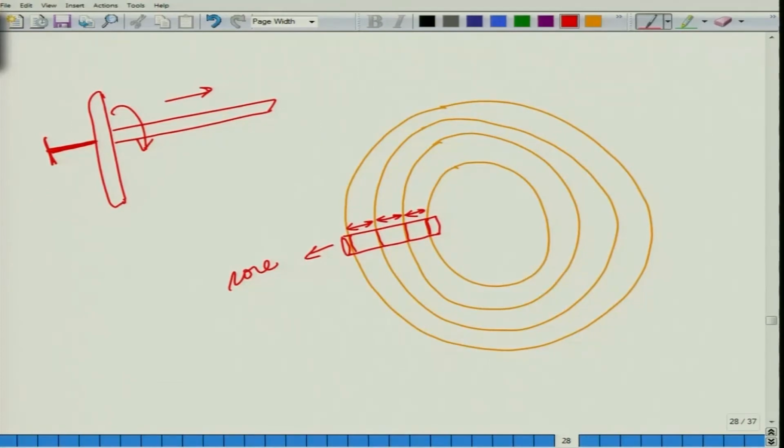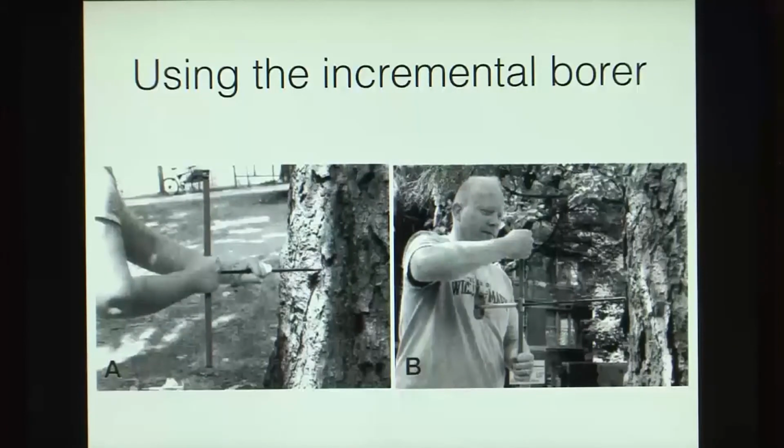Now, if you move back to the slide, in the right-hand side picture you can see that this person is resting this aid against his chest, and he is leaning towards the tree in question to apply pressure towards the tree, so that the auger is not only able to rotate on its axis, but is also able to penetrate inside the tree. So, the increment borer is an instrument that we use to take the core out for its study in the science known as dendrochronology.